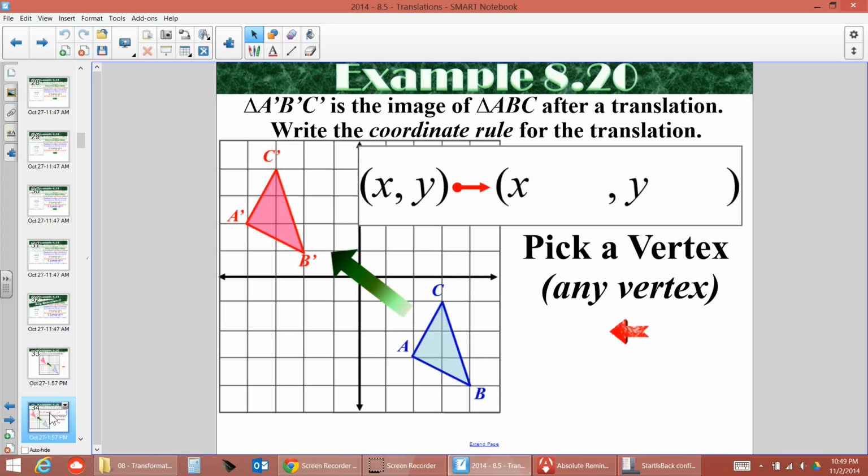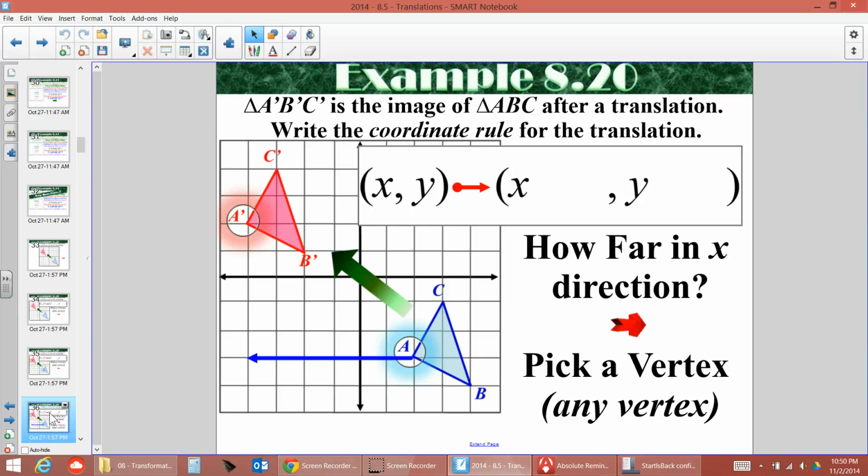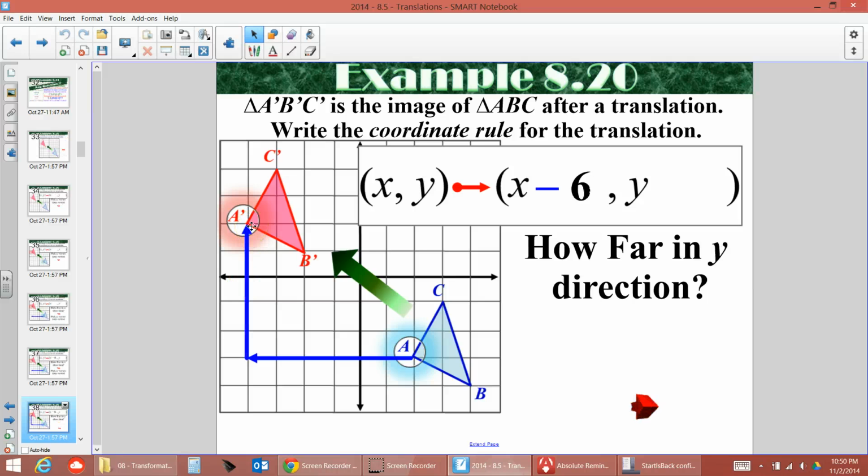It wouldn't matter either one. So we pick a vertex, any vertex, say A because it's on the outside. How far to the left did I move from A? I went 1, 2, 3, 4, 5, 6. So I would put in -6. And then how far up? 1, 2, 3, 4, 5 looks like. I would put y plus 5. And there's my coordinate rule.